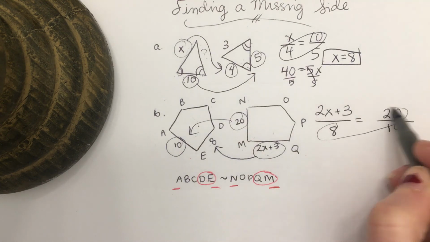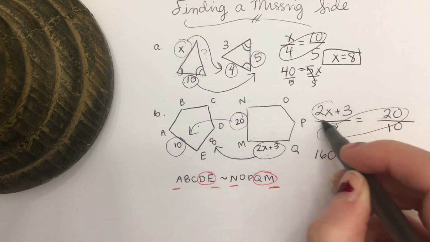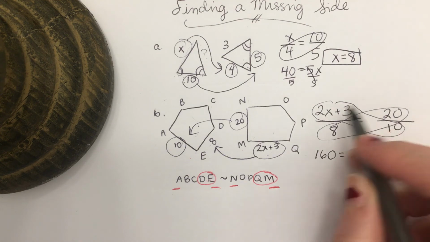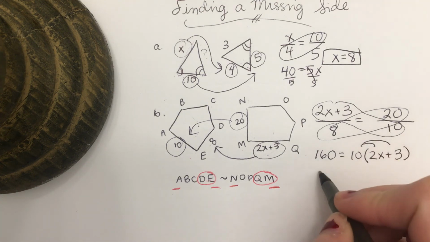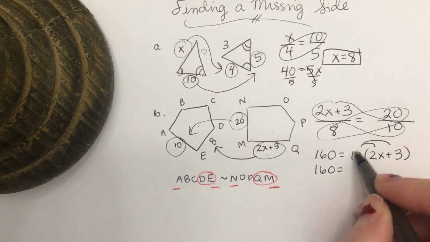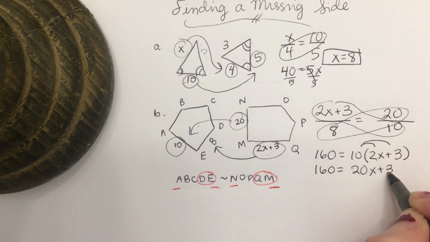Next step, cross multiply. 8 times 20 gives me 160. Just remember, we talked about this last week and you guys did a great job with it, but when we take this 10 and multiply it by 2x plus 3, we're taking that 10 and multiplying it by this entire quantity, so that is going to lead us to distribute. So we're going to bring down that 160. 10 times 2x is 20x. 10 times 3 is 30.